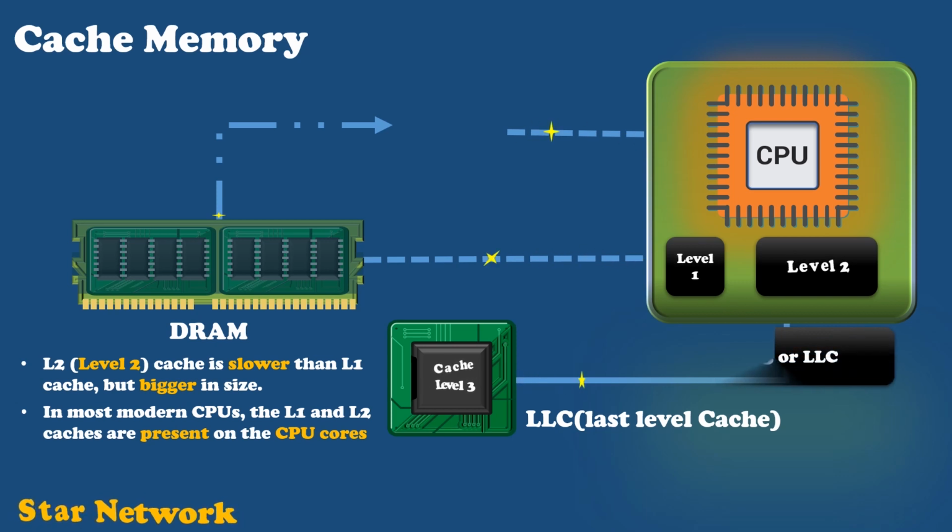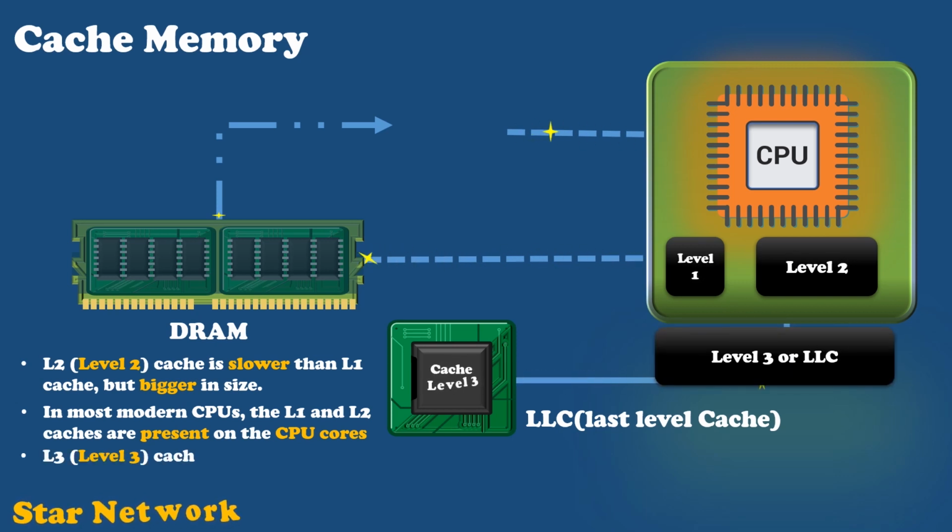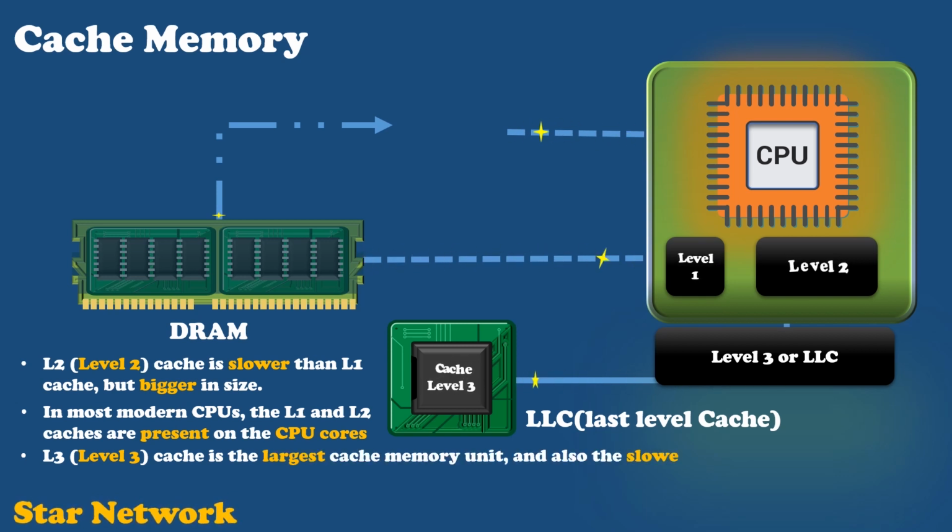It can range between 4 megabytes to upwards of 50 megabytes. Modern CPUs have dedicated space on the CPU die for the L3 cache, and it takes up a huge mass of the space.